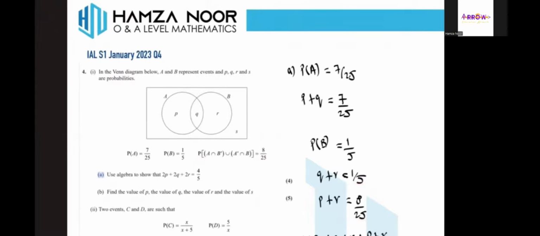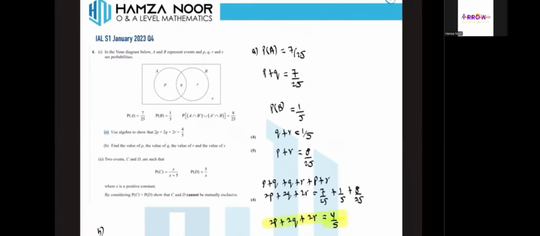So we have three equations over here. The first one is P plus Q is equal to 7 over 25. The second one is Q plus R is equal to 1 over 5. And the third one is P plus R is equal to 8 over 25. All right. And what we need to find is 2P plus 2Q plus 2R.